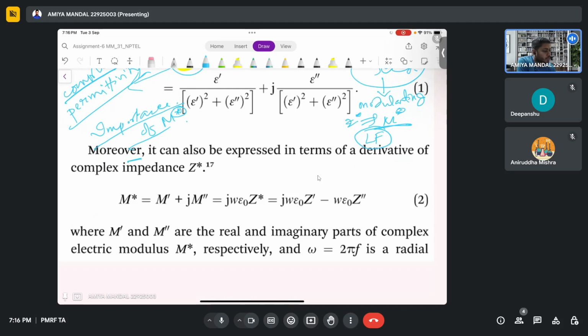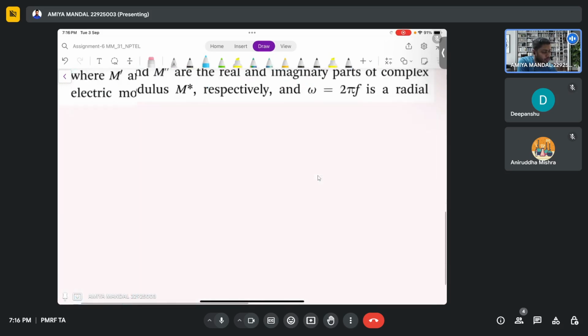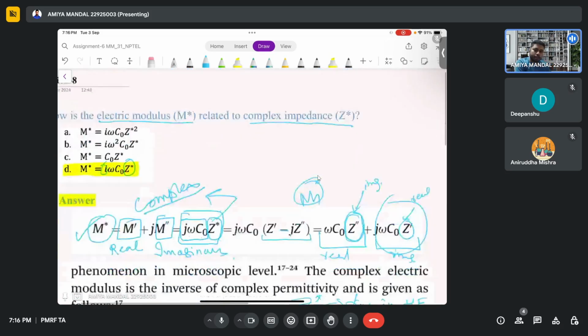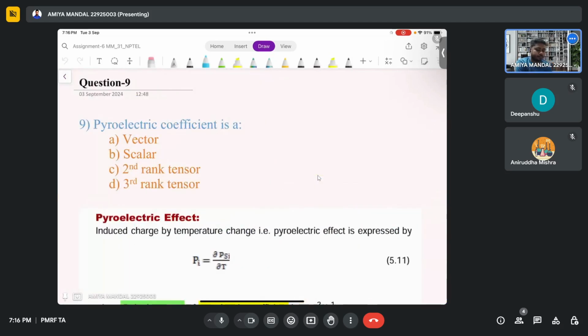Moreover, it can also be expressed in terms of derivatives. So j omega z dash. This is the concept of M star, where M star has been taken from Z star impedance spectroscopy. Okay, so next we are moving forward to question number 9.